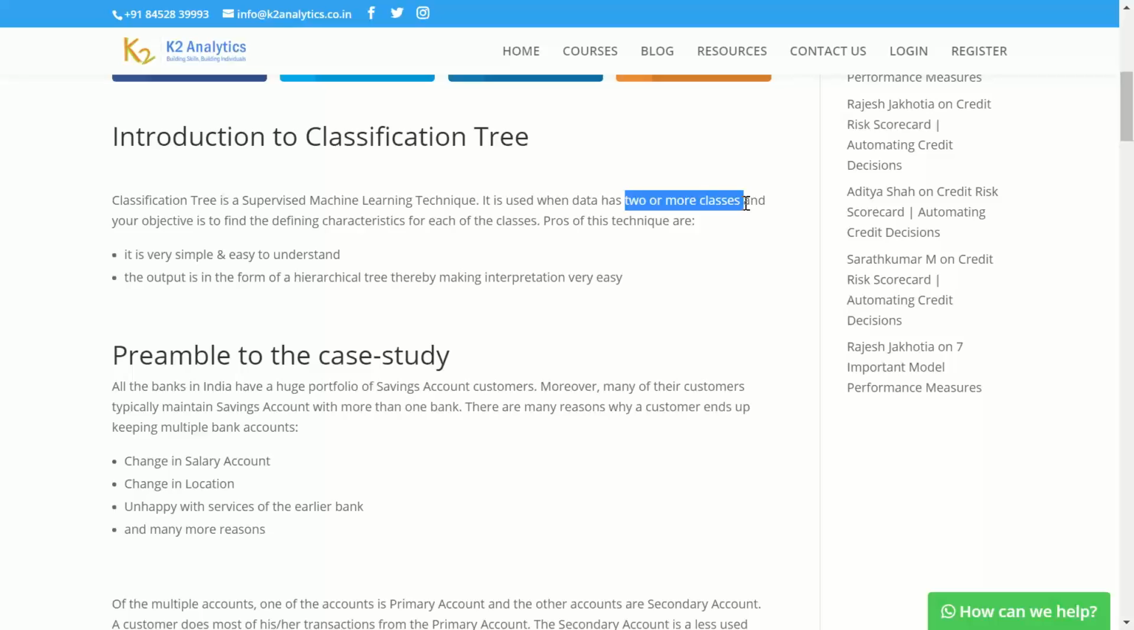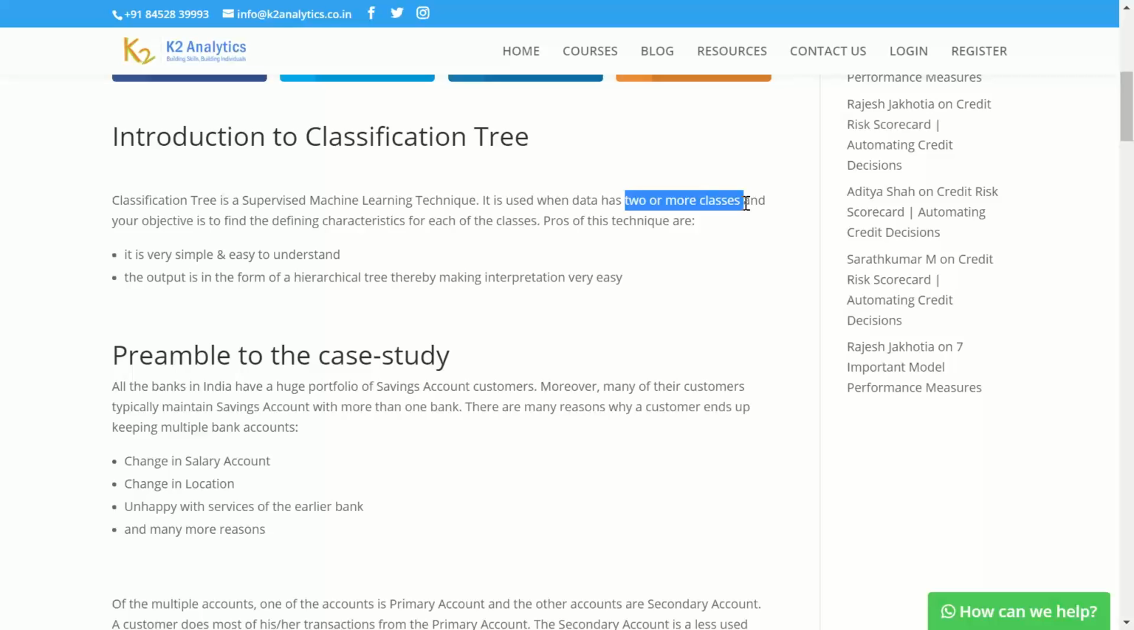Let's take a simple example. You have given loans to many customers. You have given personal loans to many customers. Now, the output of the loan is whether the customer defaults or whether the customer pays the EMI regularly. So you have two possible outputs: customer default, customer does not default.